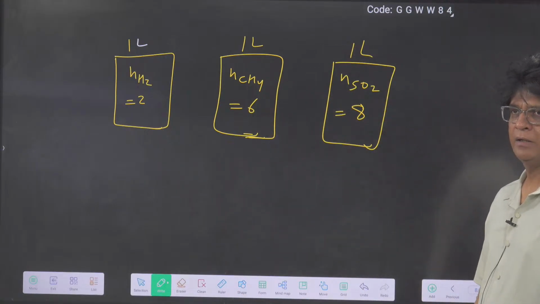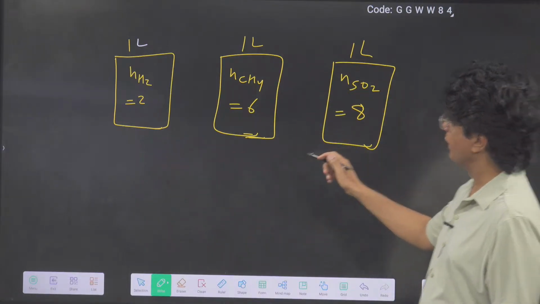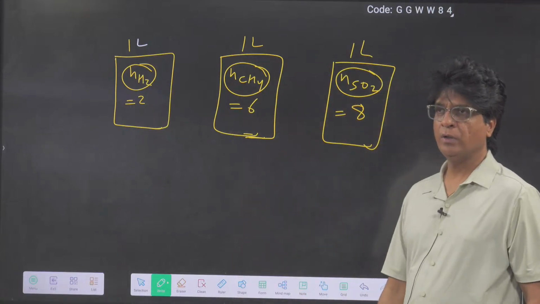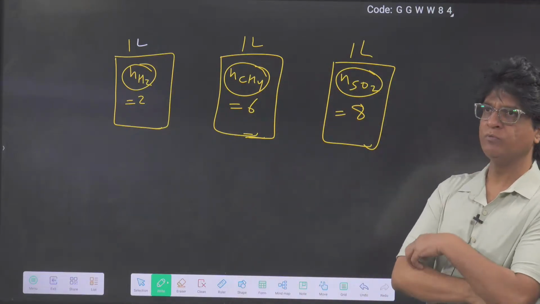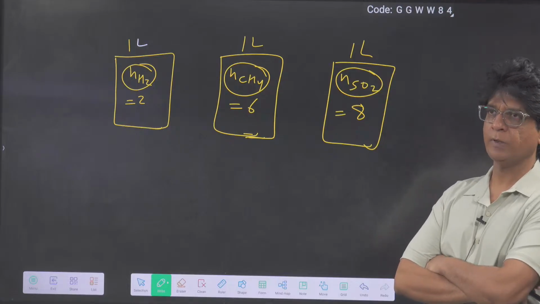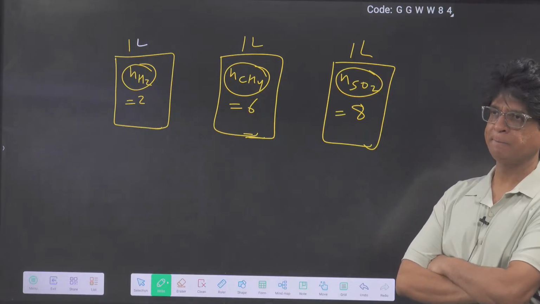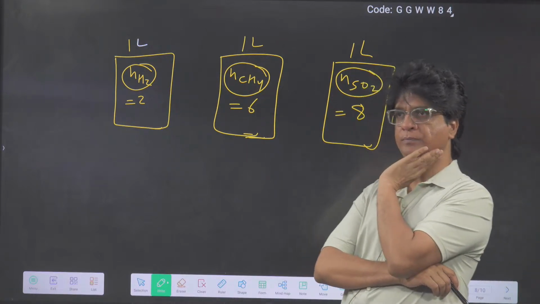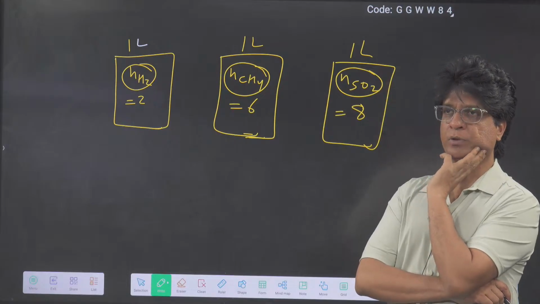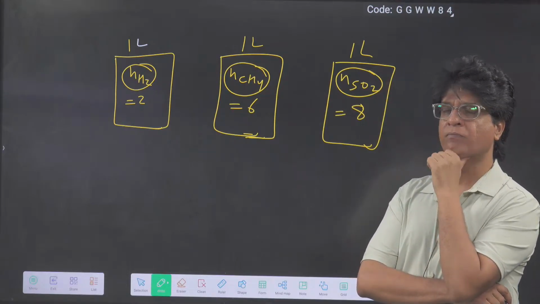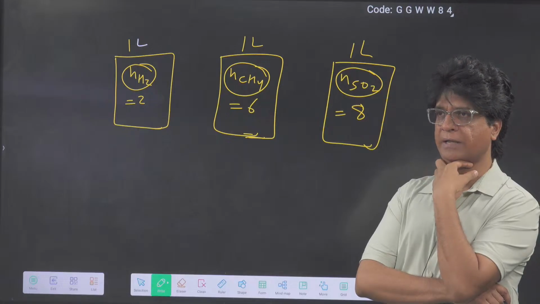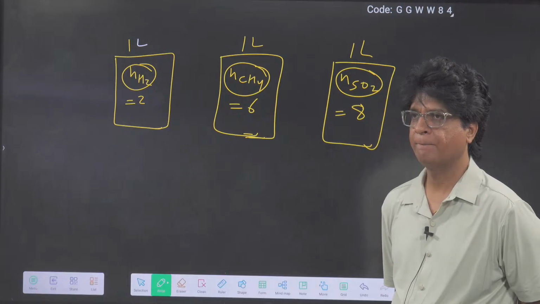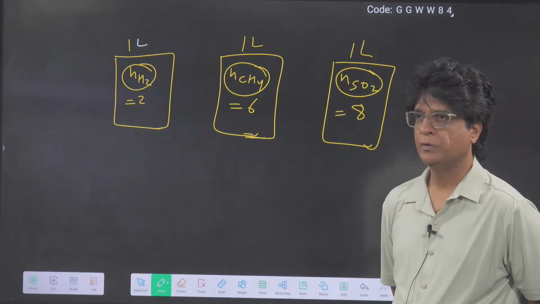Are you getting it? Now, which of the following cases, H2, CH4 or SO2, who will have more volume? Which will occupy more volume? If I put all these 3 gases in 1 liter vessel each, n equal to 2, 6 and 8, which will have more volume? Come on.